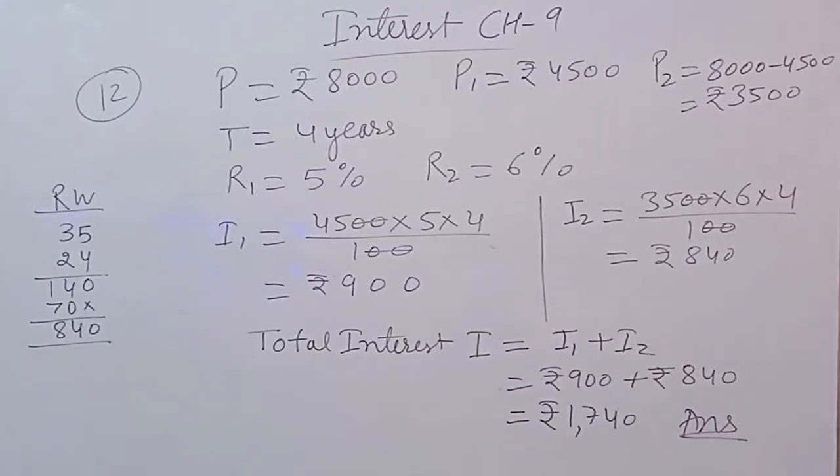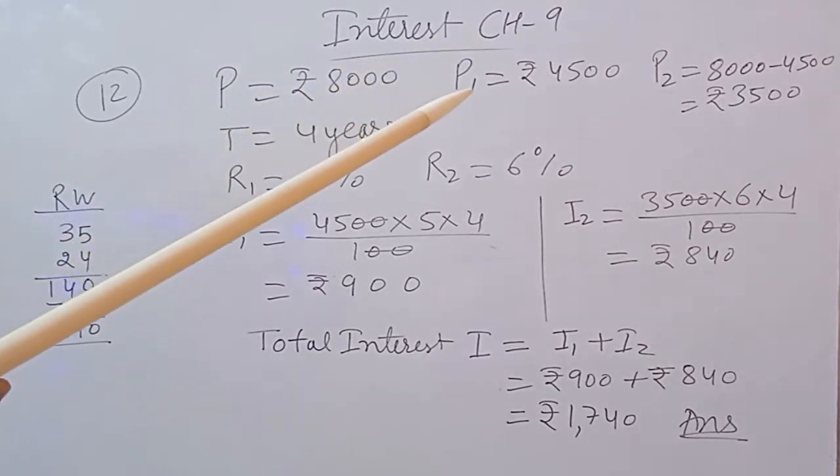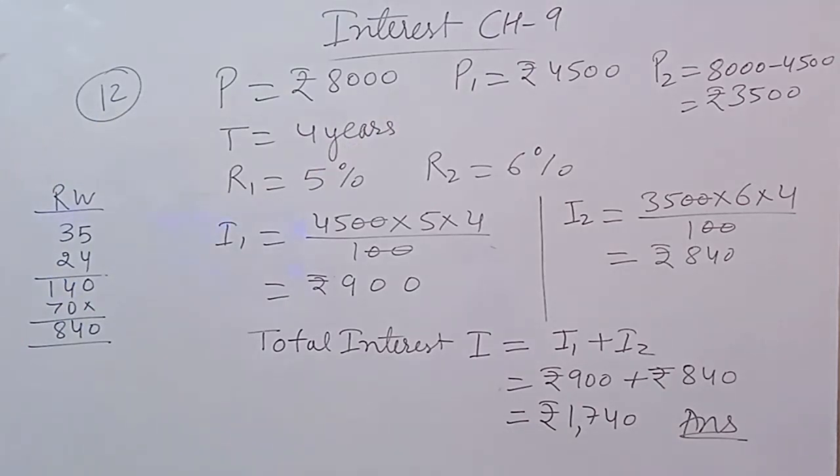Children, I am taking question number 12, in which the question is: Raj borrows rupees 8,000, out of which rupees 4,500 at 5% and the remaining at 6%. Find the total interest paid by him in 4 years. So first, the total principal is rupees 8,000, in which P1 we are taking as rupees 4,500. So P2 will be 8,000 minus 4,500, that is rupees 3,500. Time is given as 4 years for both P1 and P2. Rate of interest for P1 is 5%, and for the amount P2, it is 6%.